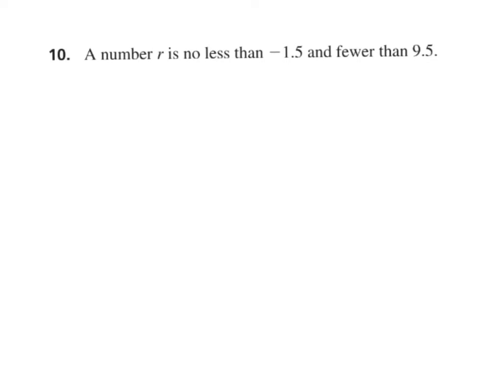A number r is no less than -1.5. R cannot be less than, so it's going to have to be greater than -1.5. And r is fewer than 9.5. Alright, just one thing to talk about is we know that this is greater than because it's no less than. So it can't be smaller than, right? No less than, which means it's going to have to be greater than. And because it can be -1.5, we want to put the equal sign there.